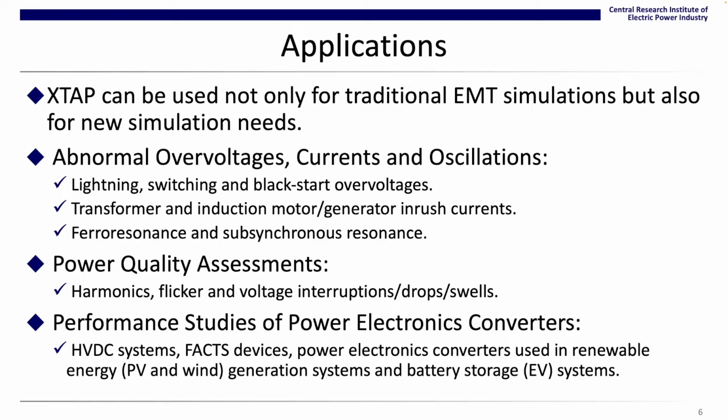One of the new simulation needs is power quality assessments, which include harmonics, flicker, and voltage interruptions, drops, and swells. Another new simulation need is performance studies of power electronics converters. They include HVDC systems, FACTS devices, power electronics converters used in renewable energy generation systems, that is PV and wind, and battery storage systems, including EVs. These are very important for developing smarter grids.